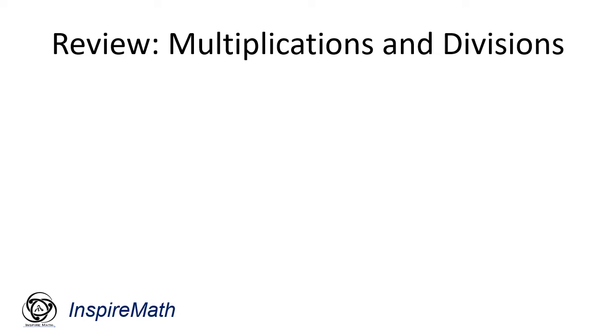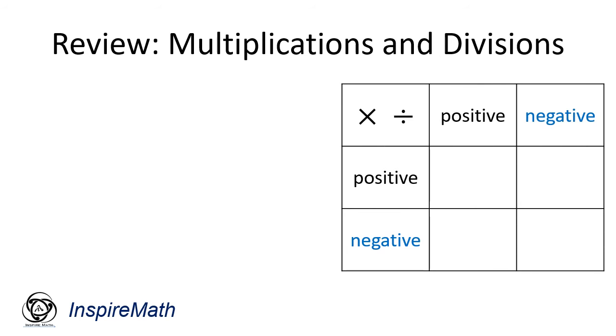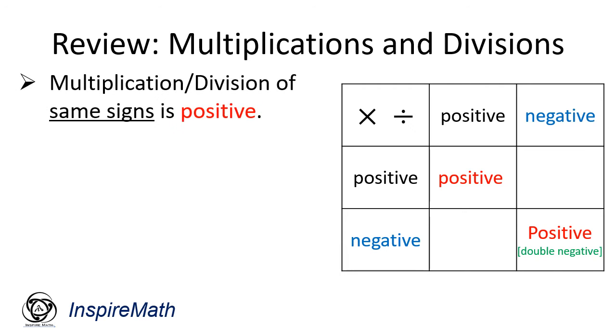Let's make a table. We've studied positive times or divided by positive is equal to positive, and negative times or divided by negative is equal to positive. This is called double negatives. These mean that multiplication or division of same signs are always positive.